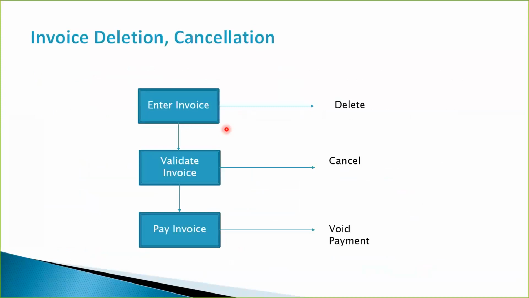So this is just a simple representation. When you enter the invoice, after you save it, you can go ahead and delete, and it will be as if you never entered that invoice before. After you've entered the invoice, you can validate it. Once you validate the invoice, however, you cannot delete it, so you can only cancel, okay? That is what we have learned up to now.